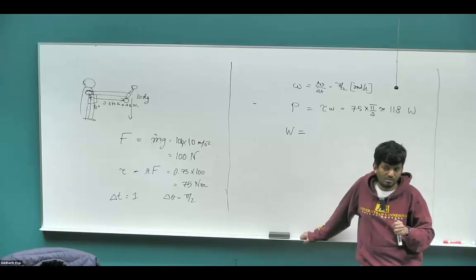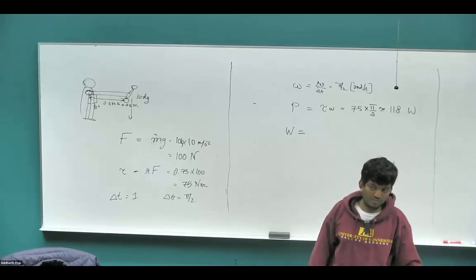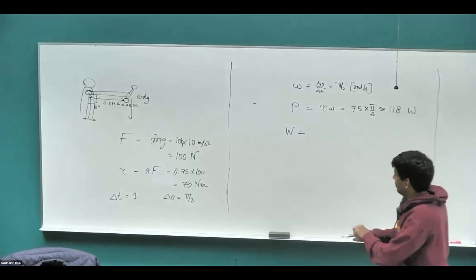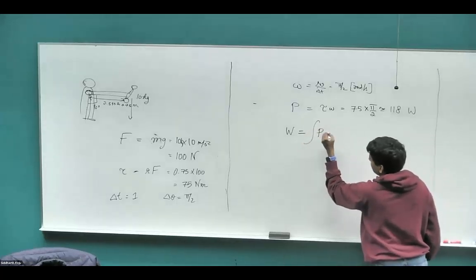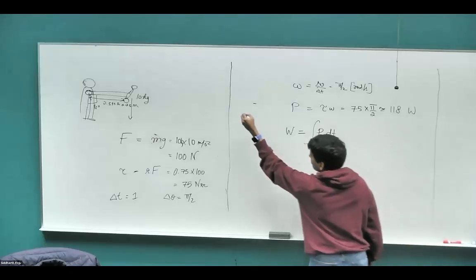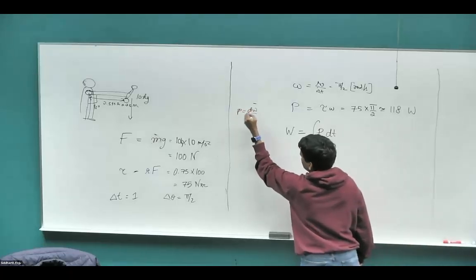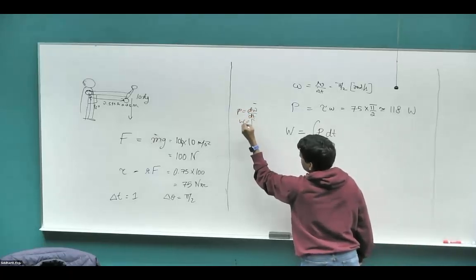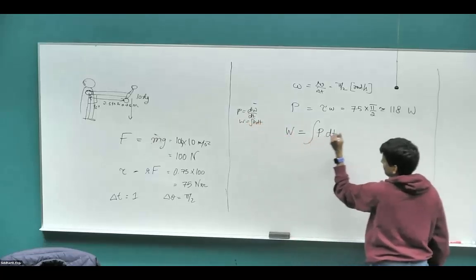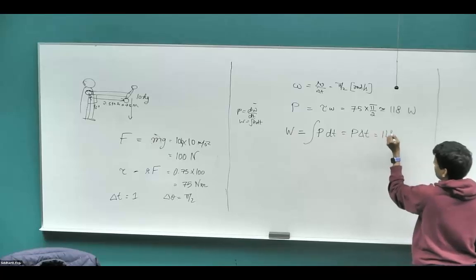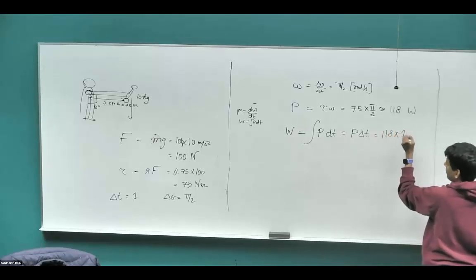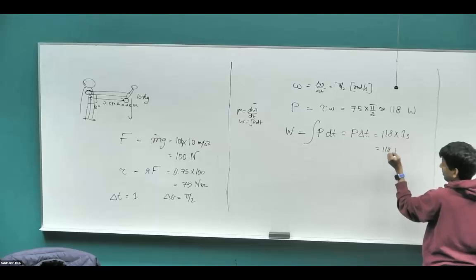118 joules, right? 118 joules. Is that correct though? So power was dW by dt. So energy is the integral of P dt. So let's say that's P times delta T. The question is whether the answer is correct. So 1 second, 118 joules.